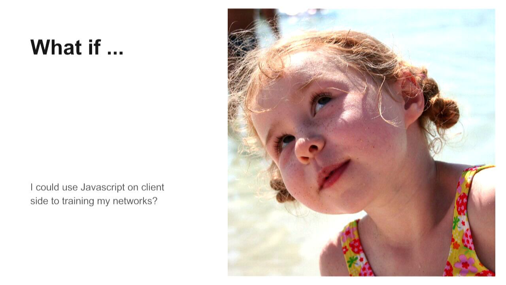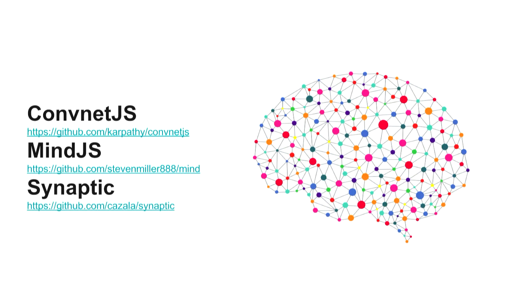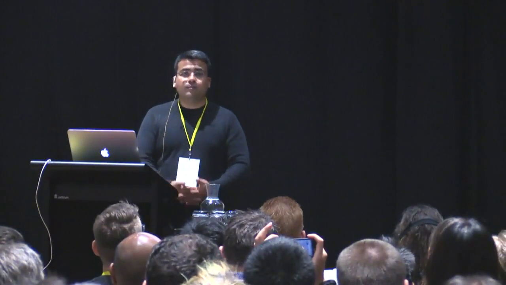But I keep wondering, what if I could just use JavaScript to teach my browser to understand all of that without even changing my mindset to a new programming language, right? We have these three frameworks called ConvNet.js, MindJS, and Synaptic. All of them try to do a CNN network, which understands simple problem classifications, which is awesome, because most of the problems in deep learning are in that area, right?